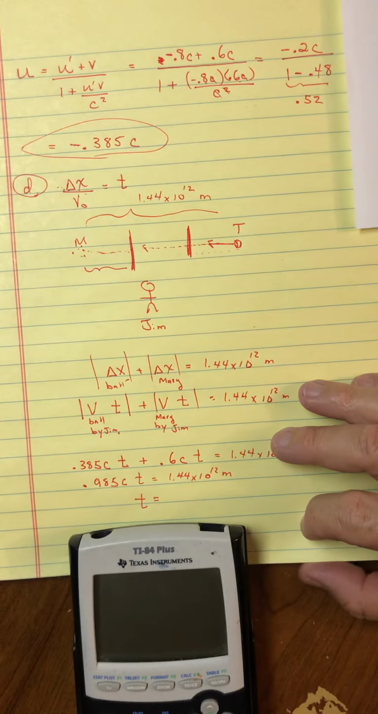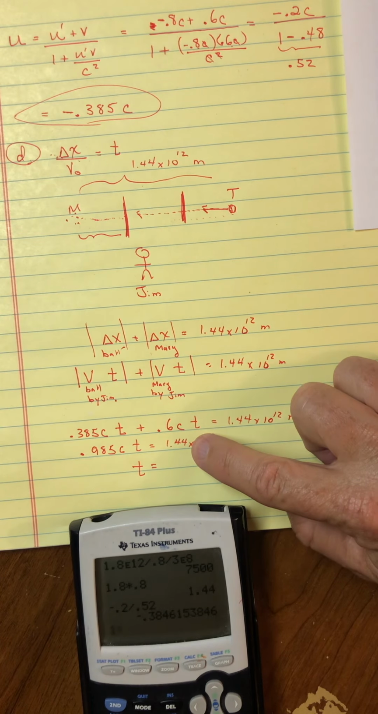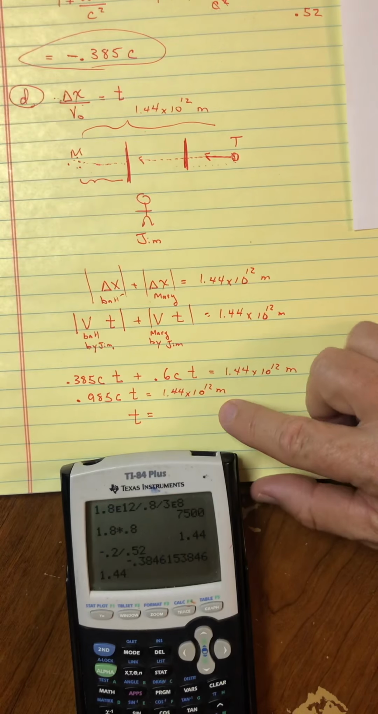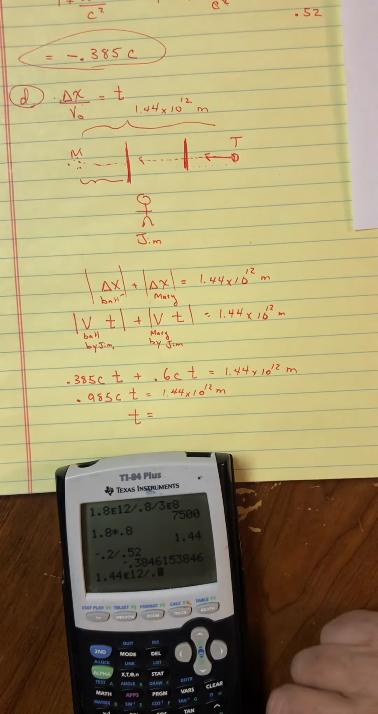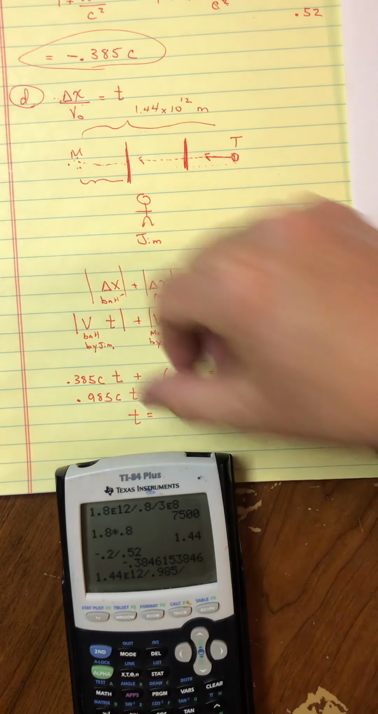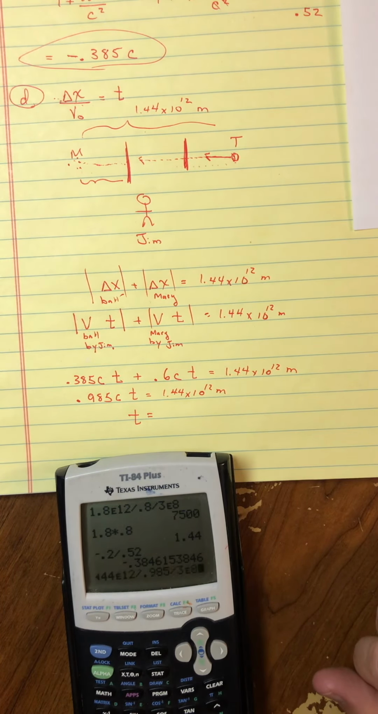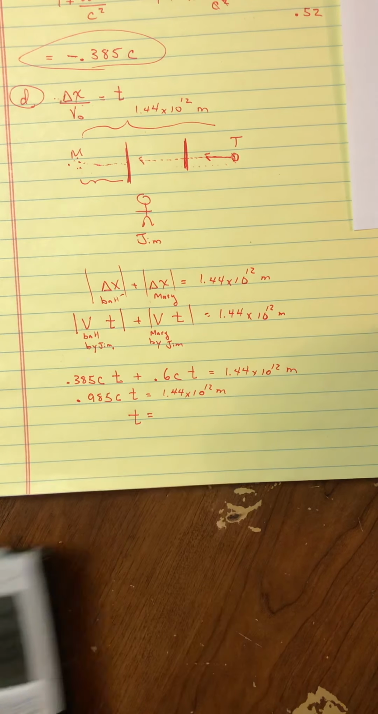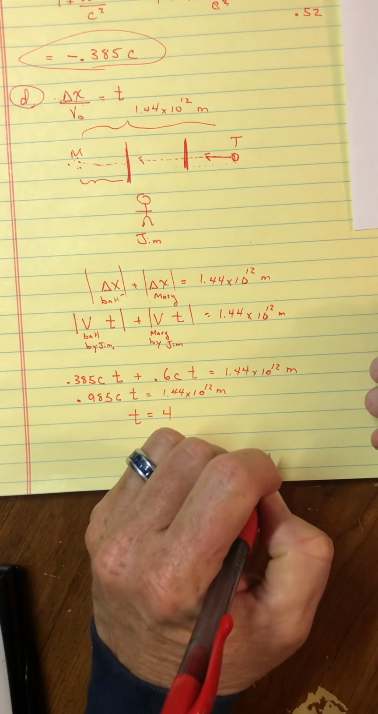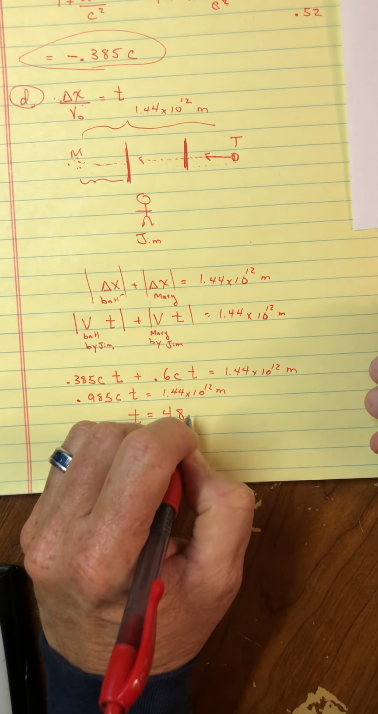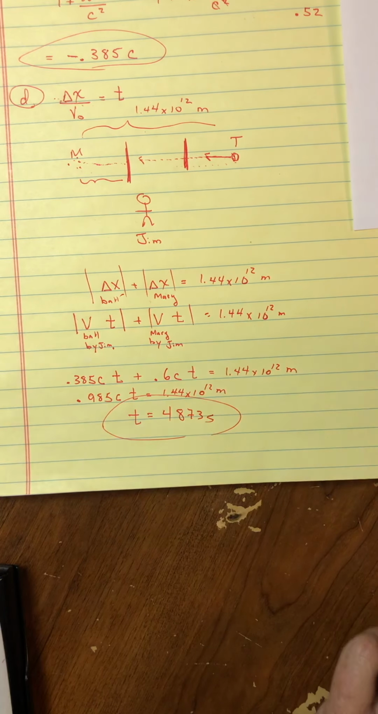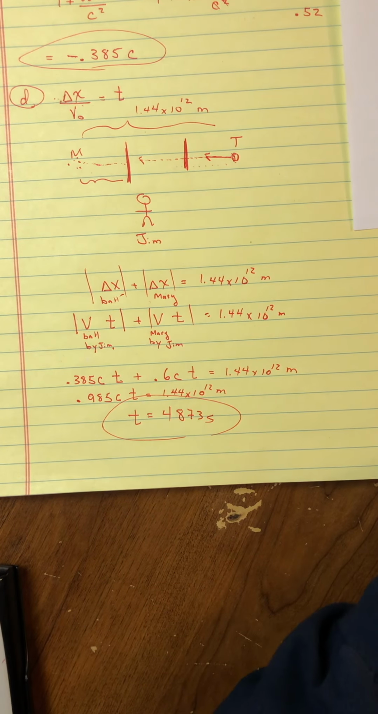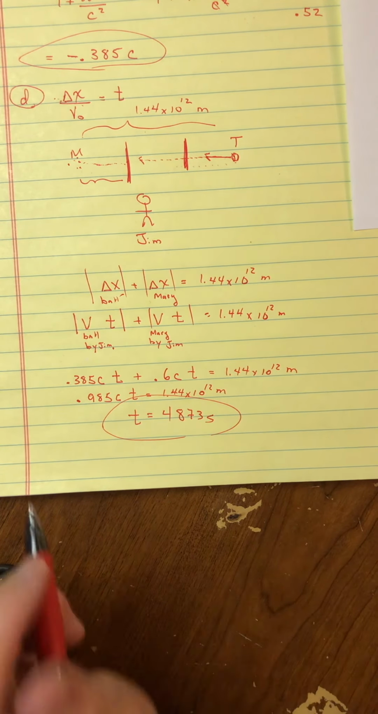So now we can finish this problem by putting in our numbers. 1.44 times 10 to the 12th, then divided by 0.985, and then divided by C, which is 3 times 10 to the 8th, and we get 4,873 seconds as the time seen by Jim.